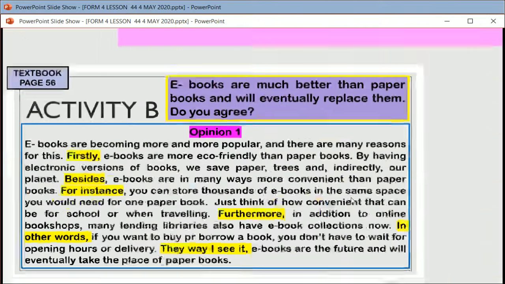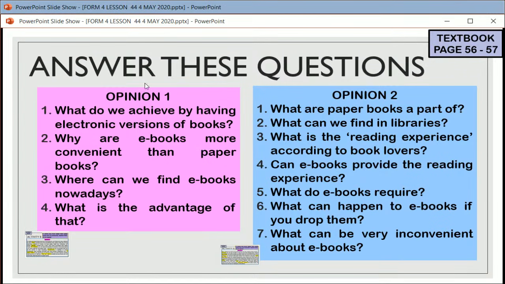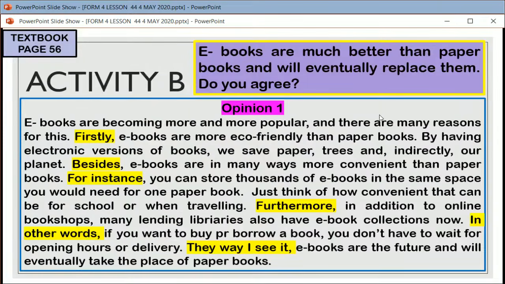I'm going to go back to the question. The question said, what do we achieve by having ebooks, right? The third sentence. Yes, very good. Daniel, yes, it's eco-friendly, but the better answer would be what? What would you achieve? Yes, exactly. The answer is here. By having electronic versions of books, we save paper, trees, and indirectly our planet. Good, many of you got it. So that's the answer. Okay, save paper, trees, and planet.